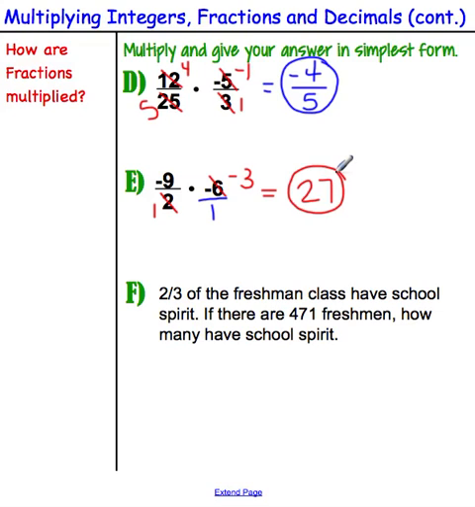Now, our next one, 2/3 of the freshman class have school spirit. There are 471 freshmen. How many have school spirit? Key word here is of. Of means multiply. Please remember that because that's a big thing. We're saying 2/3 of 471.